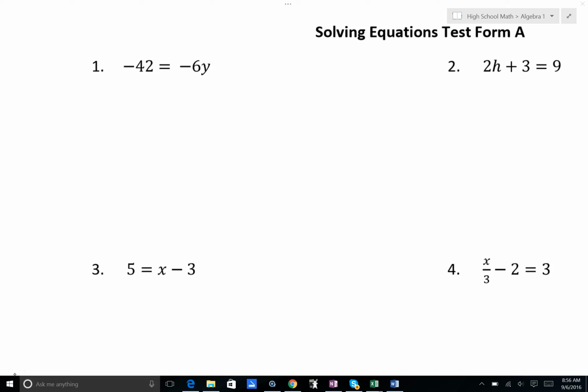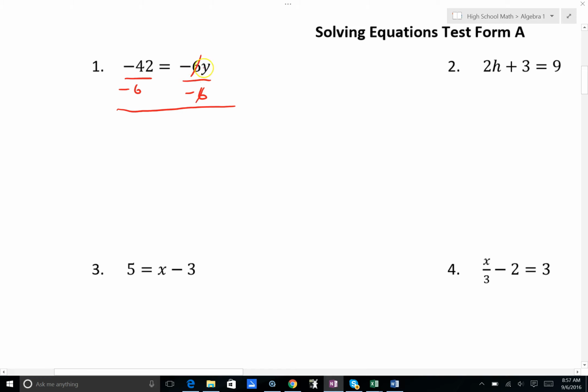In this video, we'll be looking at our review for our solving equations test. Problem number 1, negative 42 equals negative 6y. Our goal is to isolate the variable. In this case, that means we want to get y by itself. We notice we have negative 6 times y because connected means multiply. We will use the inverse operation. That is, we will divide by the coefficient negative 6. Whatever we do to one side, we do to the other.